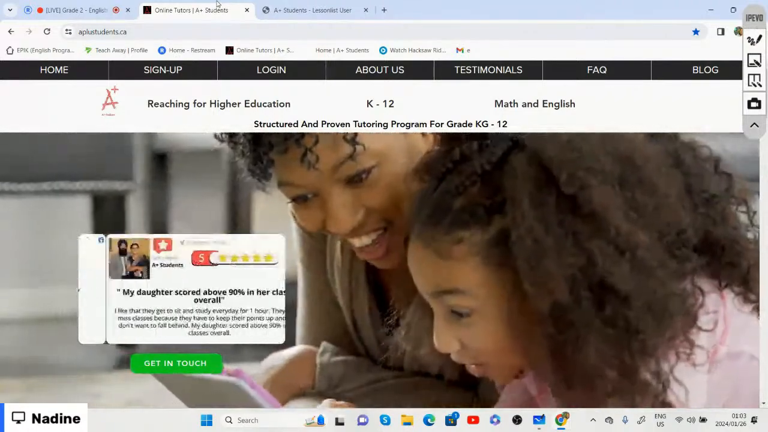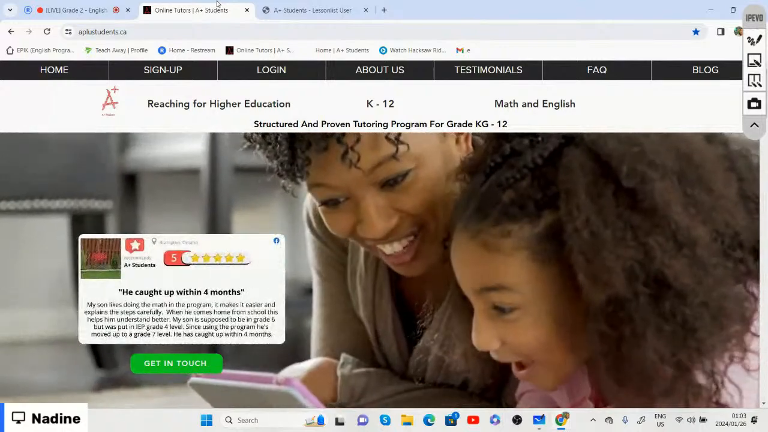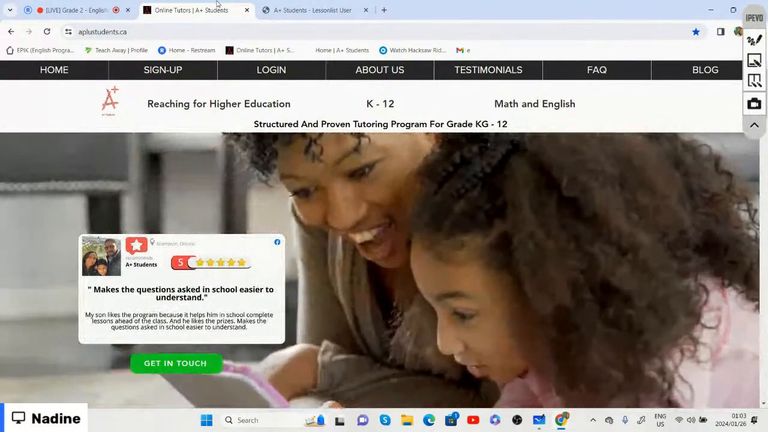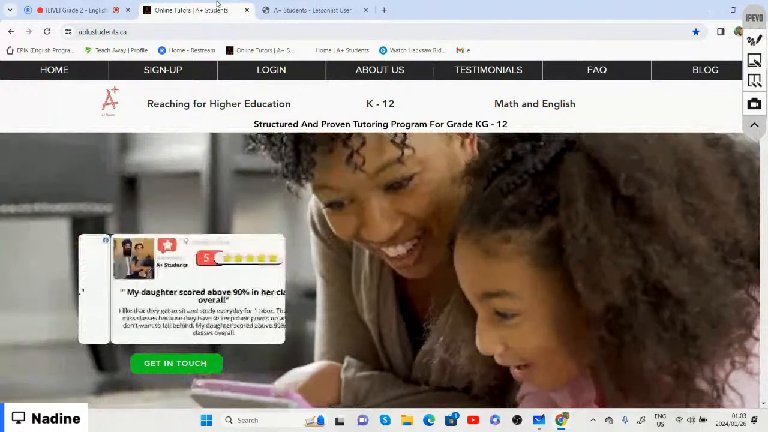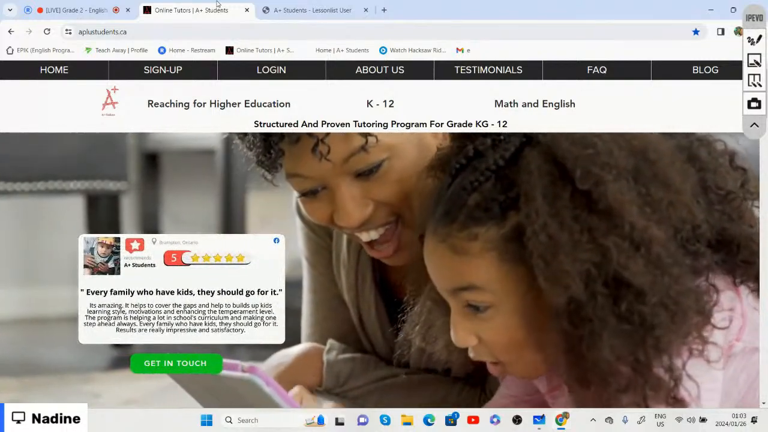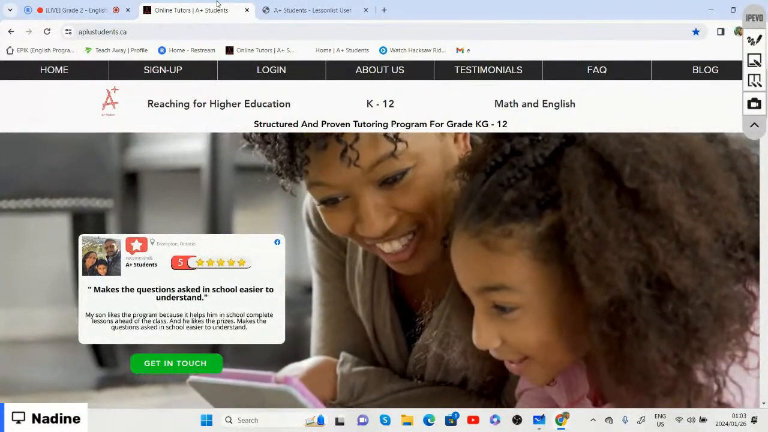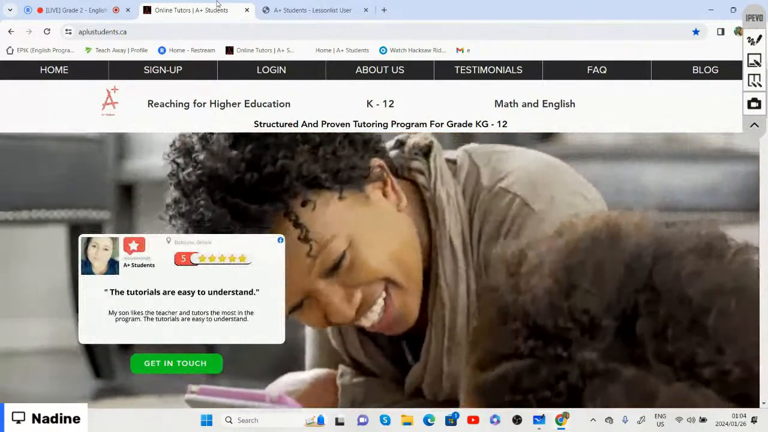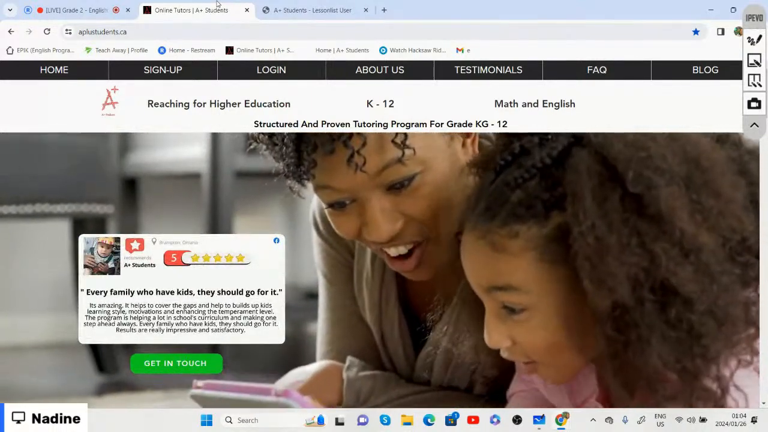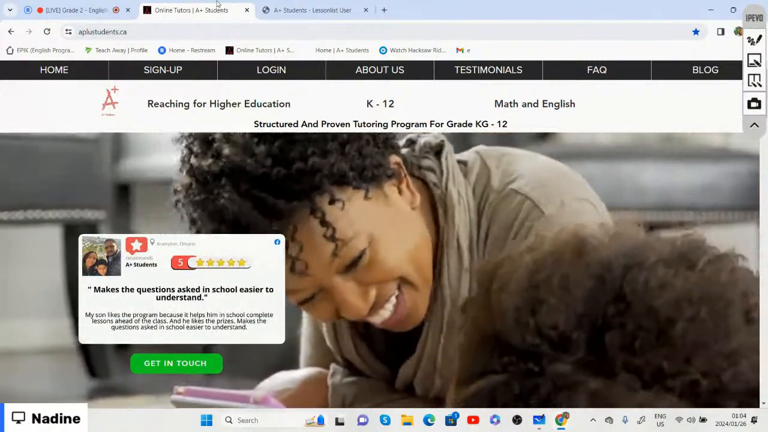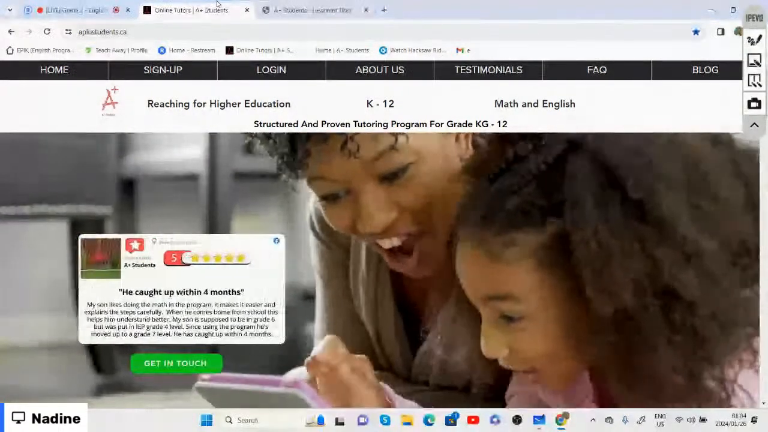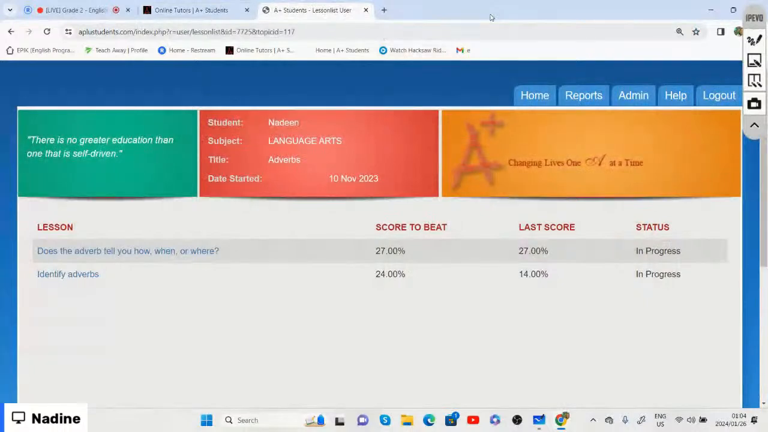Once you've logged on to aplusstudents.ca with our username as well as our password, we're going to select the subject of language arts, grade 2, and then scroll down until we get to our chapter of adverbs.